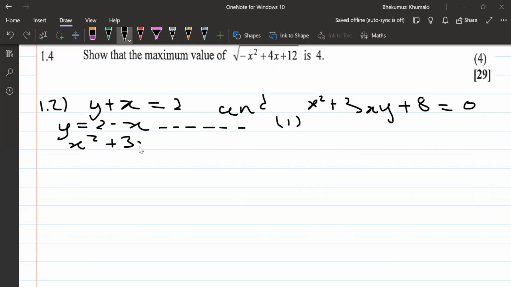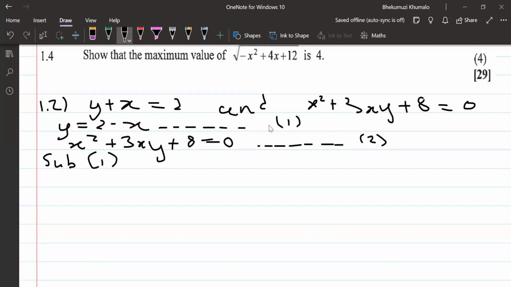So it's x squared plus 3xy plus 8, that's equal to 0. And then we put the dots, and that's equation 2. Then you'd say I would substitute equation 1 into equation 2.